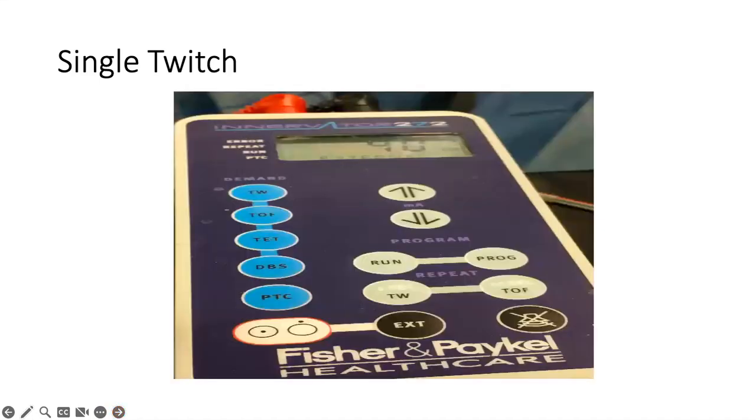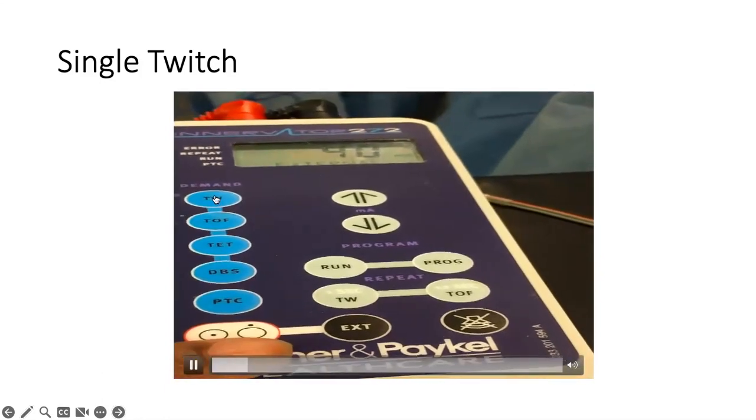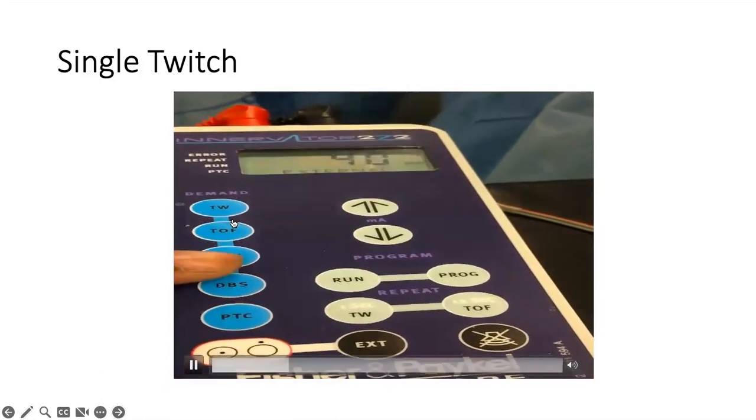This is an example of a single twitch. So you'll get just one twitch. So on this monitor, TW is a single twitch, TOF is train of 4, TET is tetanic, DBS is double burst stimulation, and PTC is post-tetanic count. So we expect the operator to press TW.